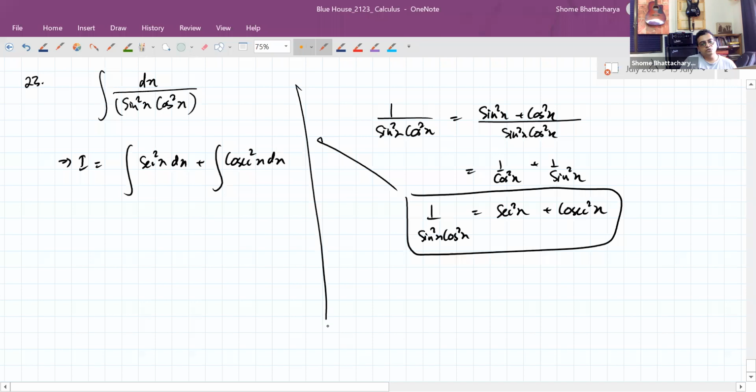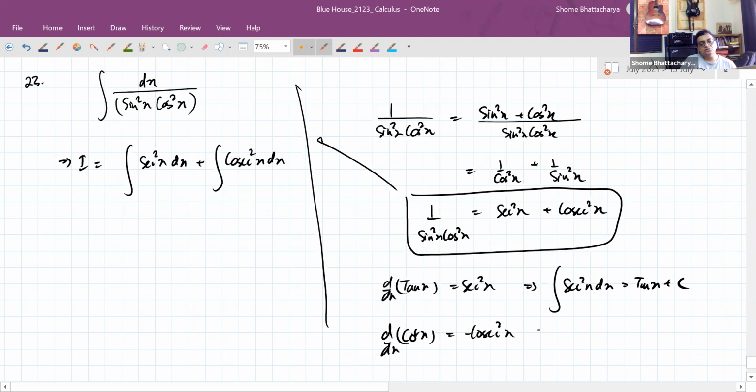Okay. And now I also know that the differentiation of tan x is sec square x. So the integration of sec square x should be tan x. And I know that the differentiation of cot x is minus cosec square x. So the integration of cosec square x should be minus cot x plus c. So next I make use of these two formulae here to understand that this integral will become tan x minus cot x plus c.